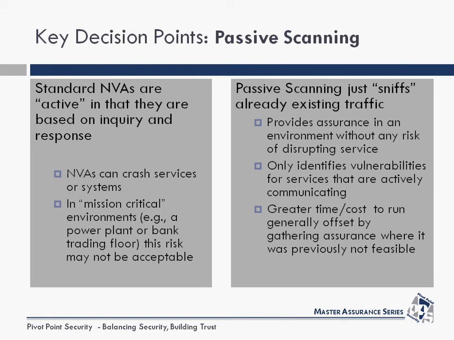What the VA scan does now at this point in what we refer to as a passive mode is it basically sniffs the traffic. And then for any services that are actively communicating during the time that we're actually quote-unquote scanning, we can identify vulnerabilities associated with those services. This will definitely take a lot more time and it costs a lot more. However, it does have the advantage that we can gather assurance in areas where it was previously not feasible.